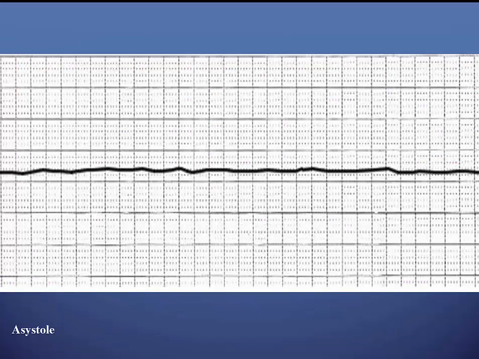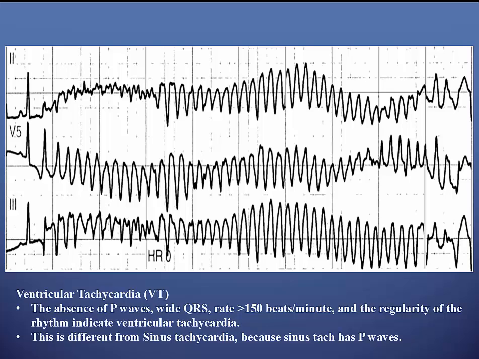This rhythm is asystole. Ventricular tachycardia is the absence of P waves, a wide QRS, a rate greater than 150 beats per minute, and the regularity of the rhythm indicate ventricular tachycardia. Now this is different from sinus tachycardia because sinus tach has P waves.